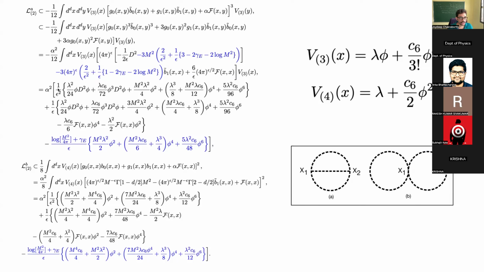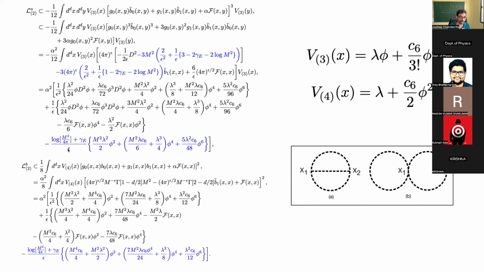Now, how to read that? There's a 1 by epsilon square, because that is what I expected. At dimension 6 level, your maximum order of UV divergence would be 1 by epsilon square. And then you have a 1 by epsilon divergence also. But more importantly, if you do it carefully, you will have this kind of term. What is the signature of this kind of term? This is the IR divergences.